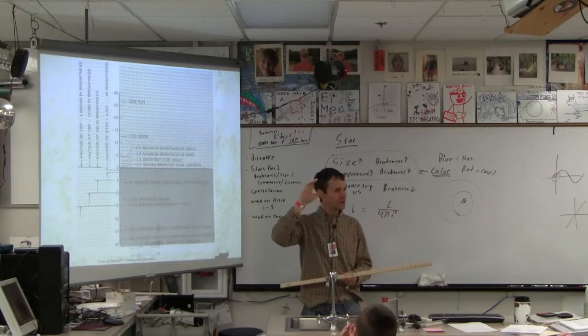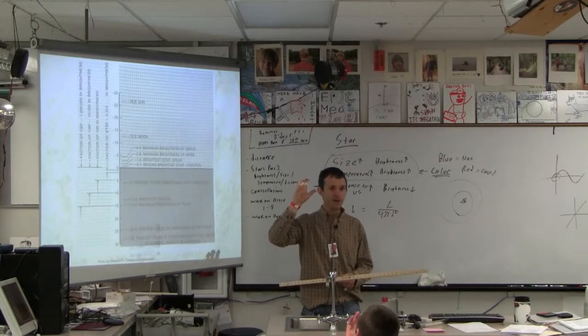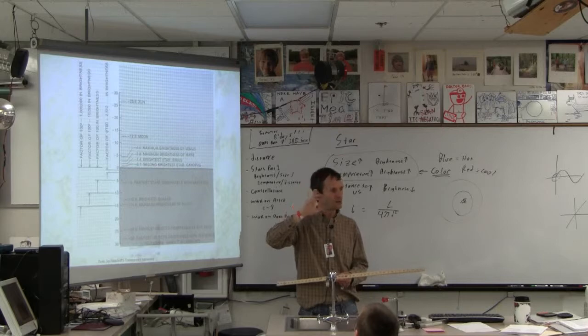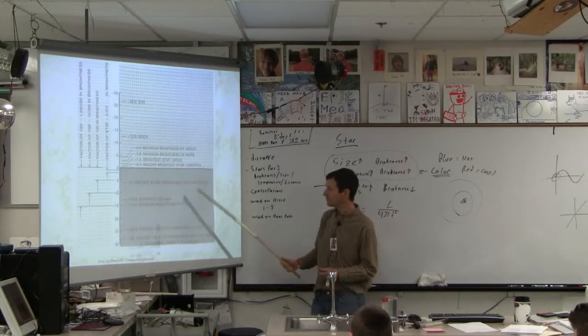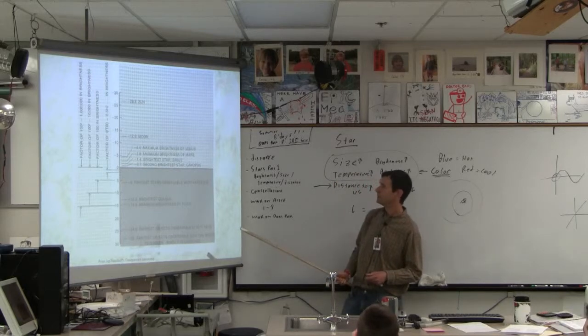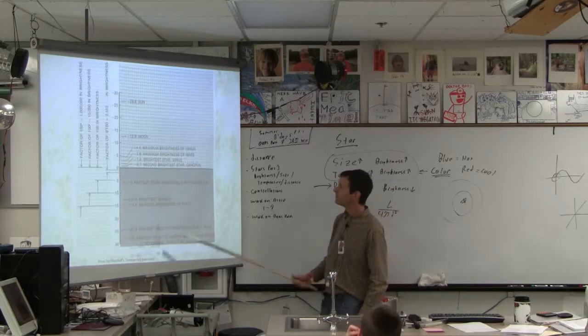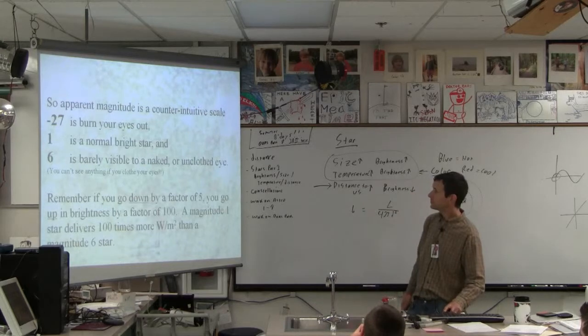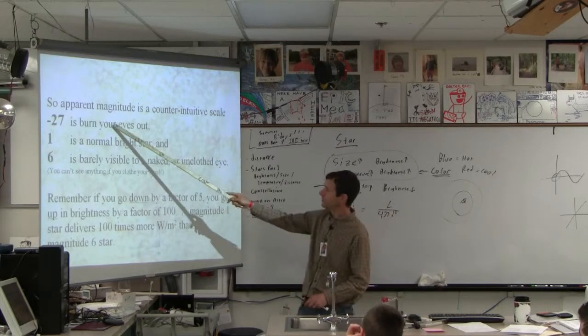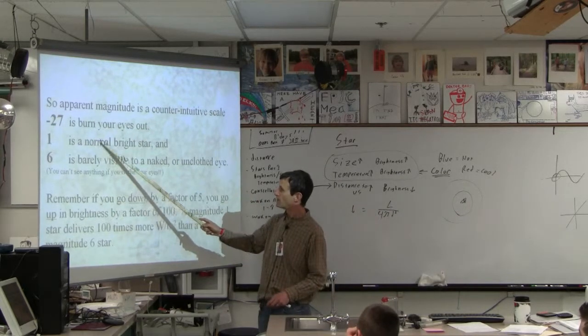Astronomers, without using machinery or equipment, can judge the brightness of a star down to a decimal point and record it accurately. The people doing the really careful work have some gizmo that does that. So anyway, there it is. Minus 27 is, you know, don't look at it too much. 1 is a normal bright star.